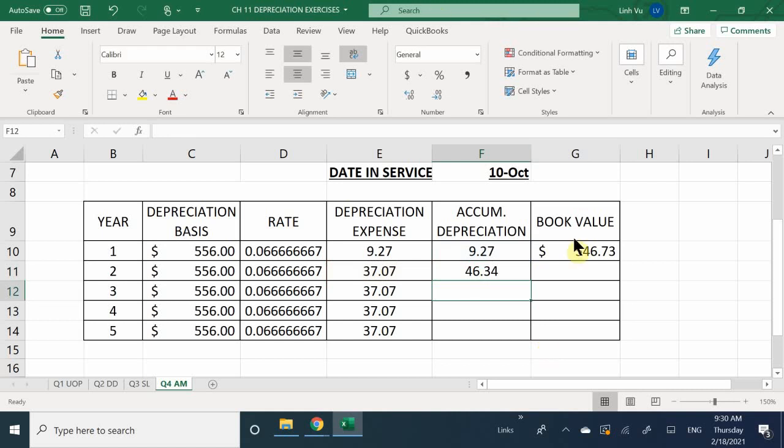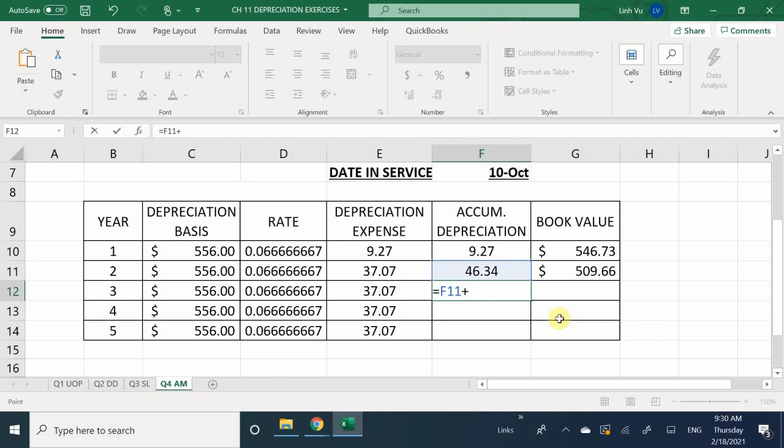So then what is my accumulated depreciation for the second year? Forty. Okay, so then what is my book value for year 2? 509.66. Good. All right. Three more left. So what is the depreciation, accumulated depreciation for the third year?